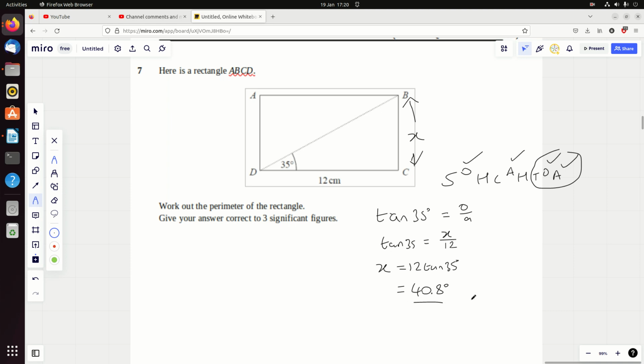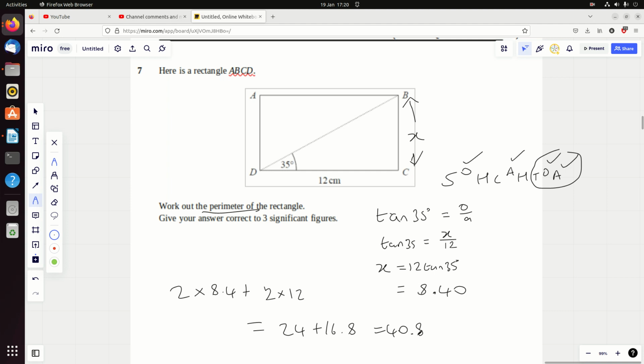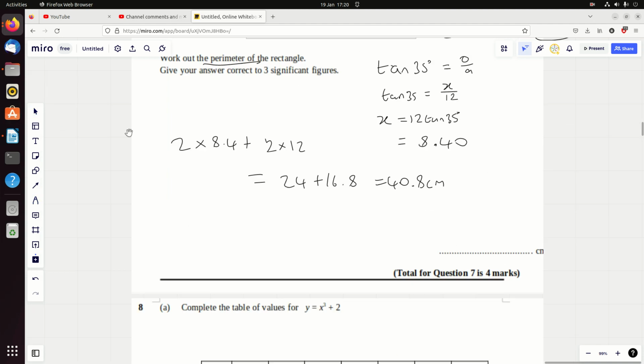And there we go. Oh, hang on. Yeah, so I almost got this wrong. It doesn't come to 40.8. I was just looking at the final answer. That comes to 8.4. Okay, we need to work out the perimeter, and so we need to do 2 times 8.4 plus 2 times 12, and that's going to give us 24 plus 16.8, and so that is 40.8 centimeters. Cool.